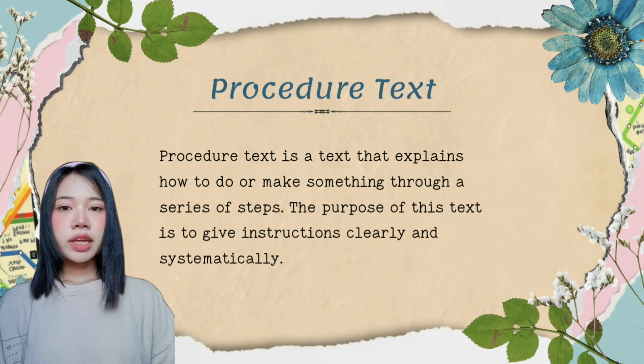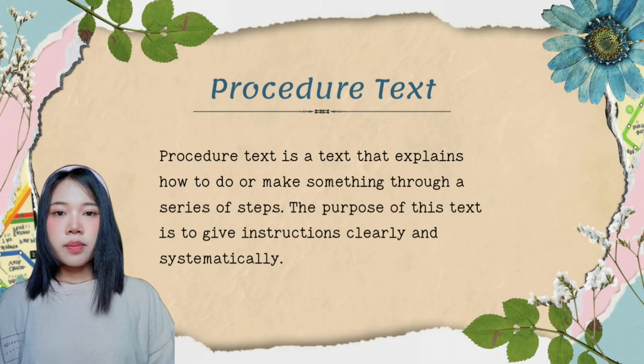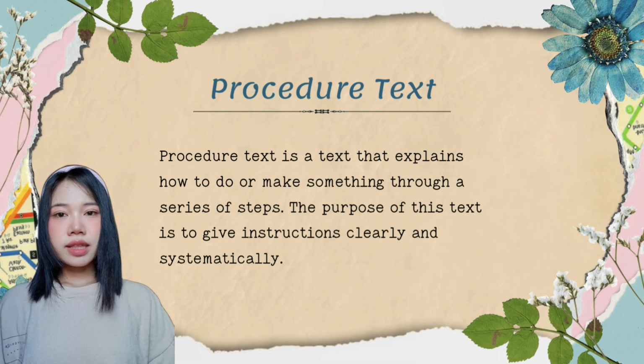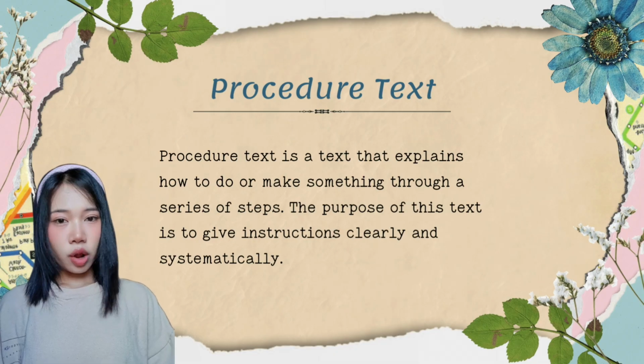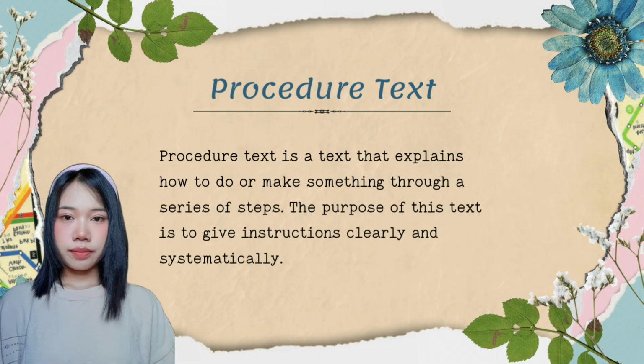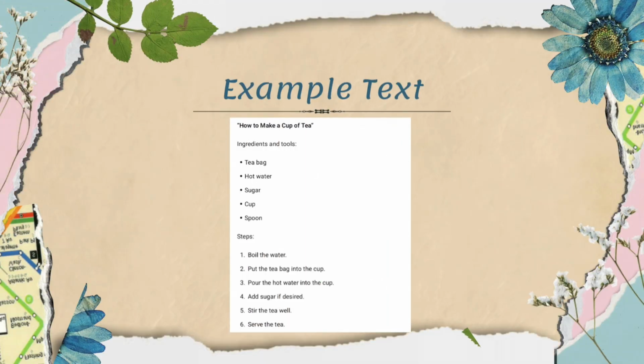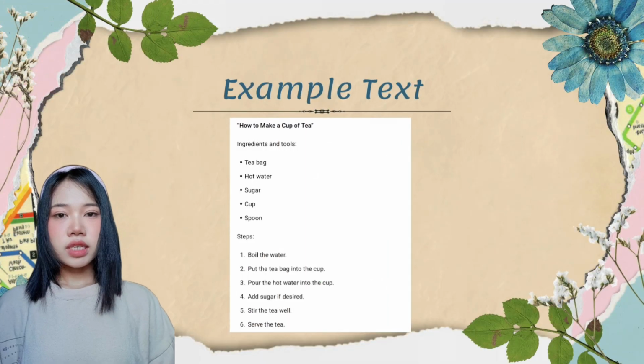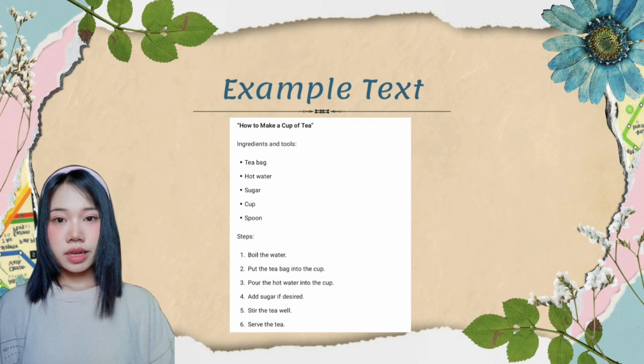And next, I will explain procedure text. Procedure text is a text that explains how to make or do something step by step. The example I choose is how to make a cup of tea. As you can see here, the text contains ingredients and several steps, starting from boiling the water until serving the tea.